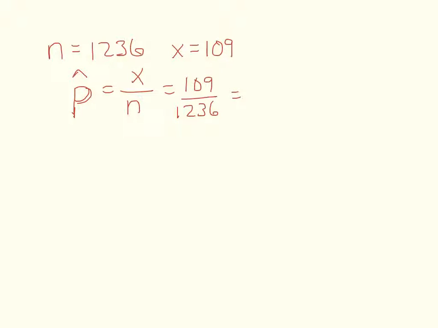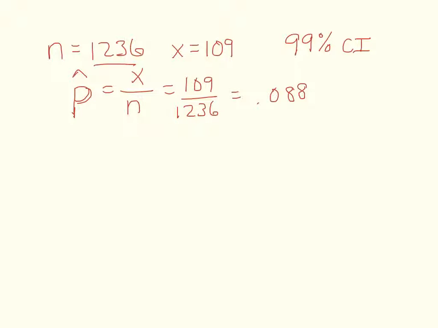Let me punch that in the calculator here real quick. And my p hat is 0.088. That's my p hat value. So what I'm going to do is build a confidence interval. Let's say on this one, we want a 99% confidence interval. That means it's going to be a fairly wide interval. But remember, our n was pretty big, 1,236.